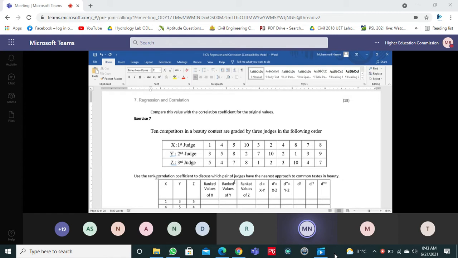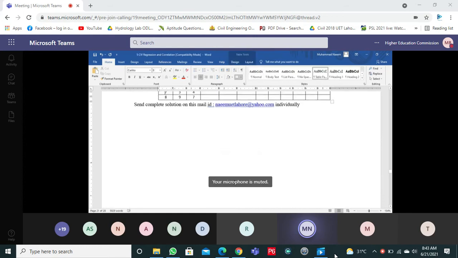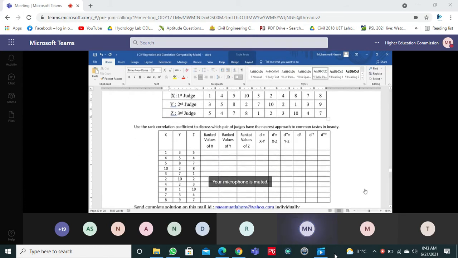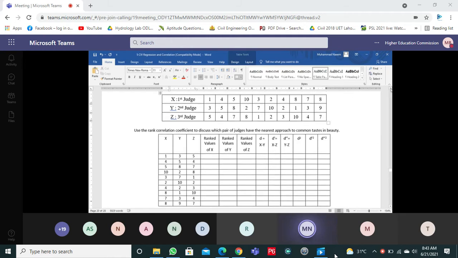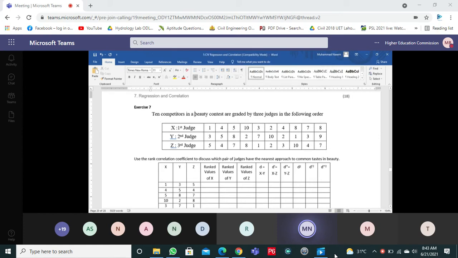Try these. This will be the assignment for you. And let me put them in one place. 10 competitors in a contest are graded by 3 judges in the following order.